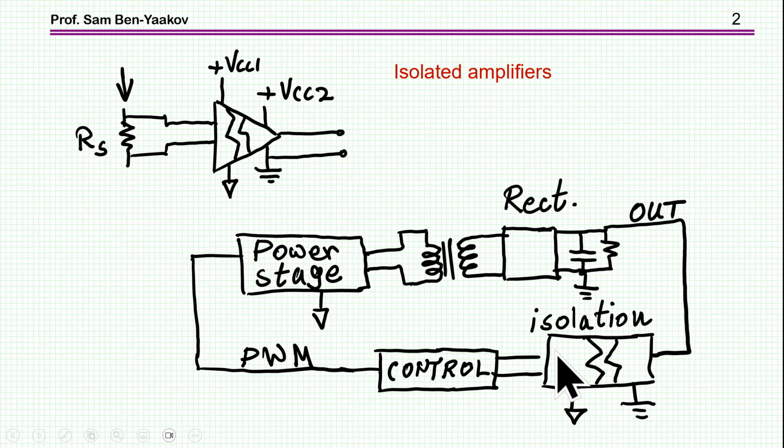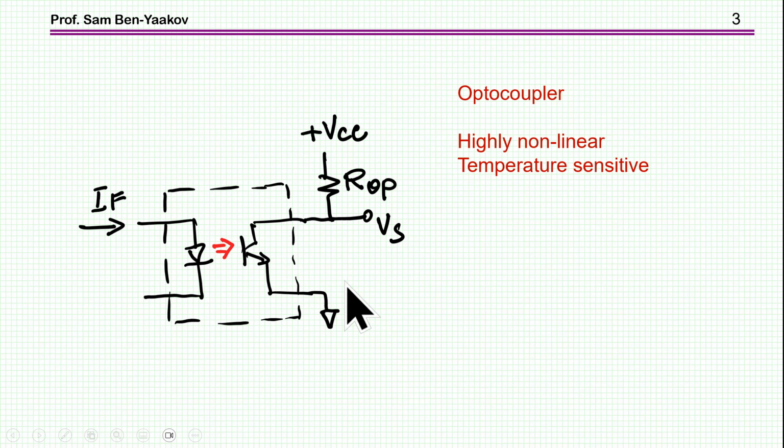So there are many other applications in which we need isolation between input and output. In this presentation, I'm focusing on a linear amplifier which is isolated. Now, the conventional optocoupler is, you might say, also an isolated amplifier. We have a current coming into the LED, and then we have the phototransistor, which generates an output, and it's isolated through the light.